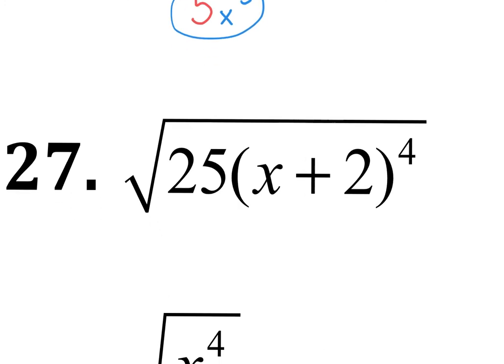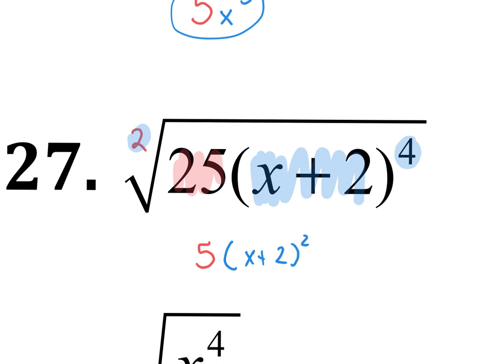But here, the index is even. So the 25 comes down. We clearly see the 25 comes down as a 5. But what happens to this? Well, I take the 4, divide it by the 2 to get this. X plus 2 squared. But don't forget, put the absolute value bars there.